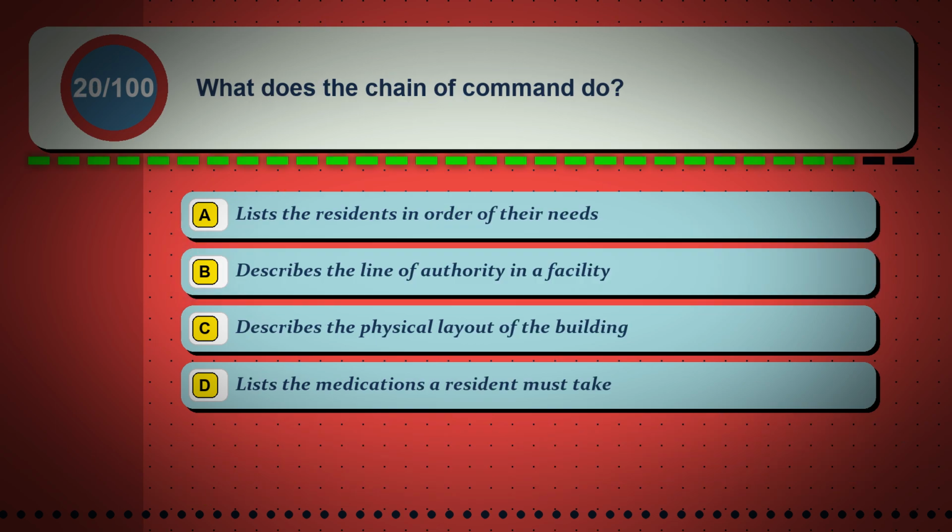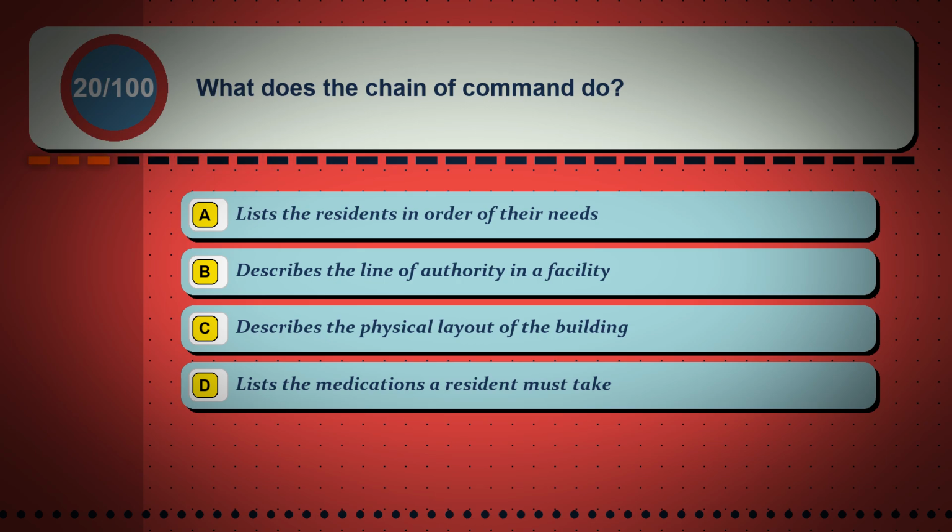Question 20. What does the chain of command do? Option A lists the residents in order of their needs. Option B describes the line of authority in a facility. Option C describes the physical layout of the building. Option D lists the medications a resident must take.